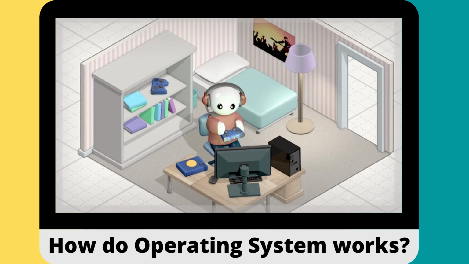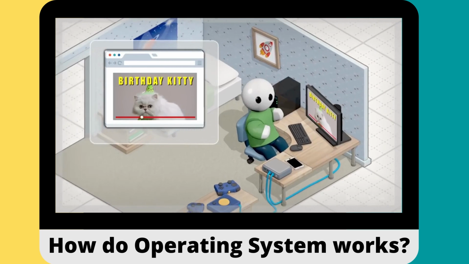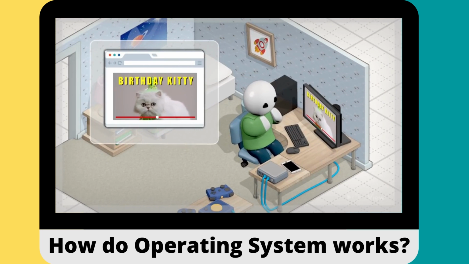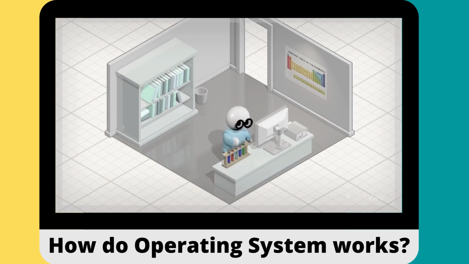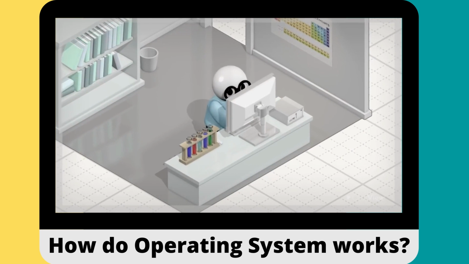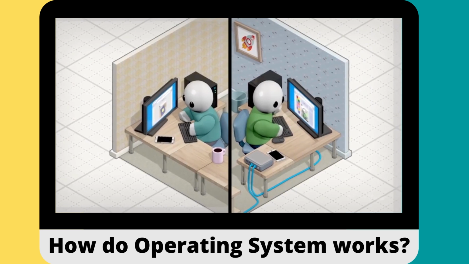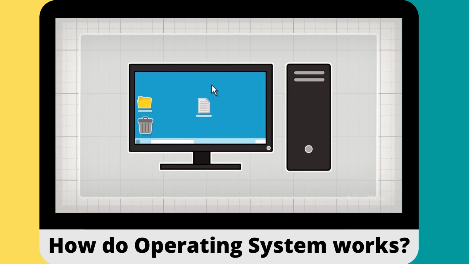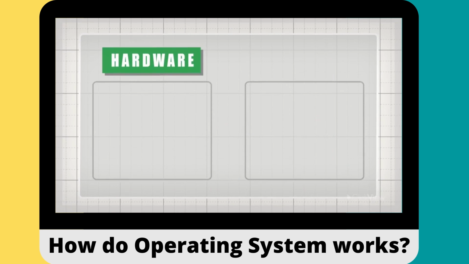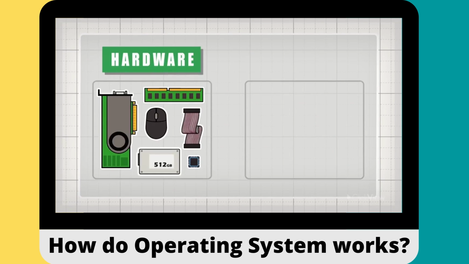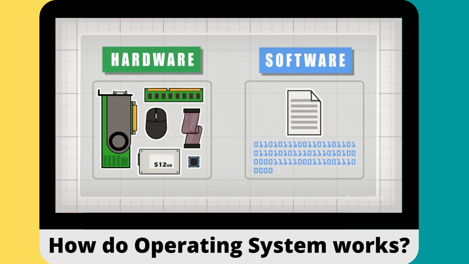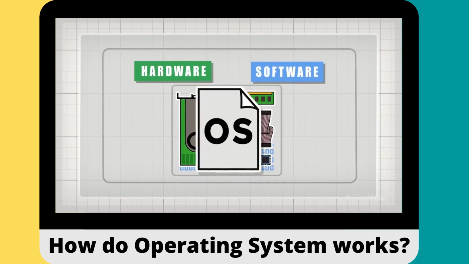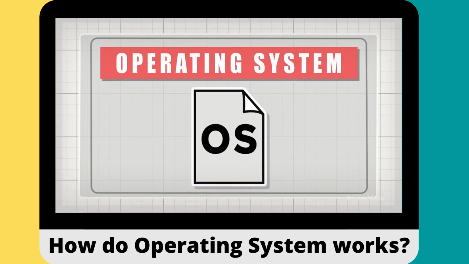Computers are used for so many different tasks. Playing games, watching videos, running calculations, communicating and collaborating. Computers today are a mixture of different types of hardware and software. But there is one program that brings them all together, and that's the operating system.